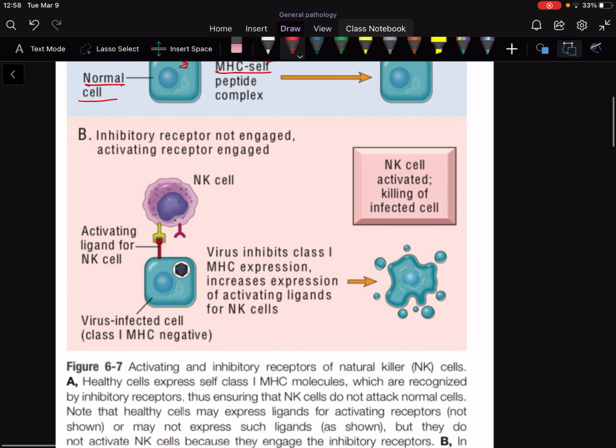In the case of picture B here, suppose this is a virus which will inhibit the MHC class 1 expression and increase the activating receptor ligands. Once this ligand goes and binds with the activating receptor of natural killer cells, the natural killer cell is activated and the cell is killed.